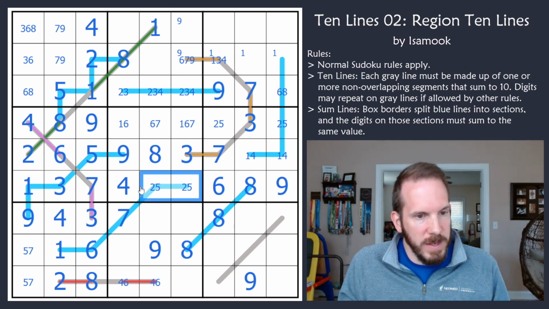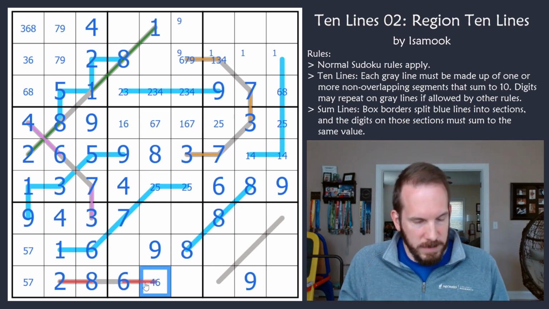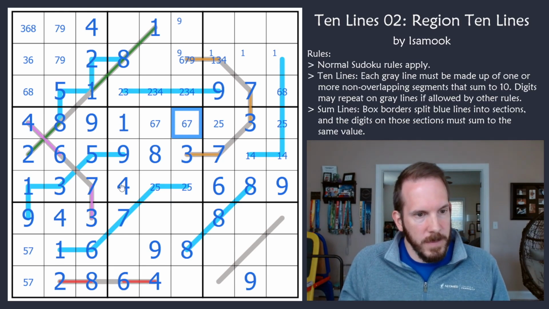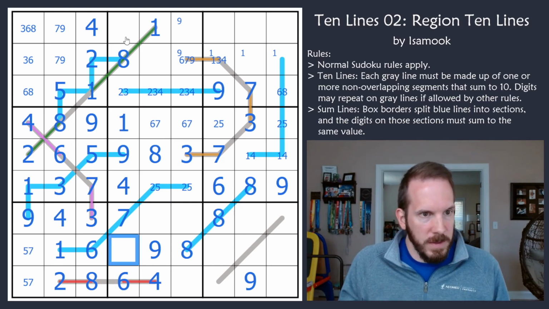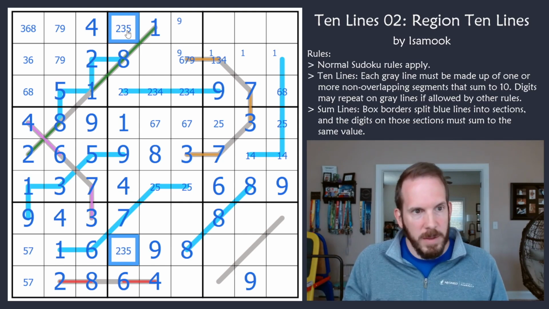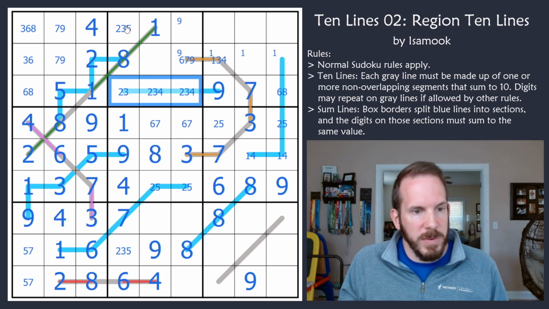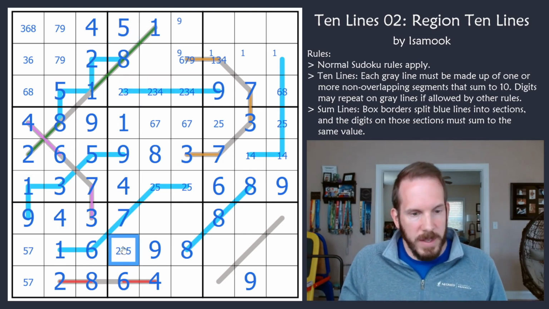Don't know this 2, 5 yet on this 4. Make that a 6 and a 4. 6 makes this a 1. Okay, so this is 2, 3, 5. I immediately see there's a 2, 3, 4 triple here already, so that's a 5.